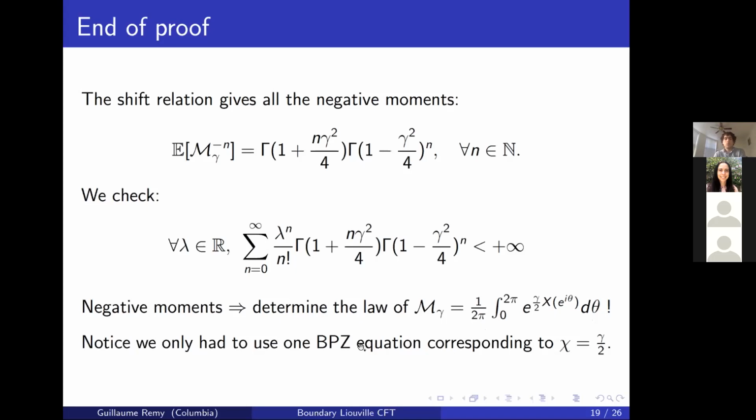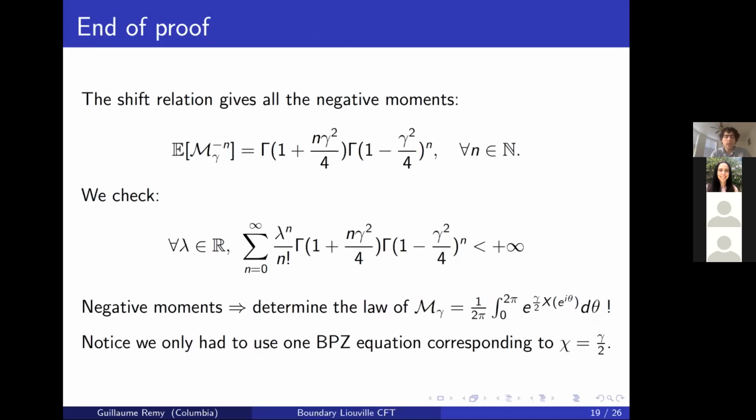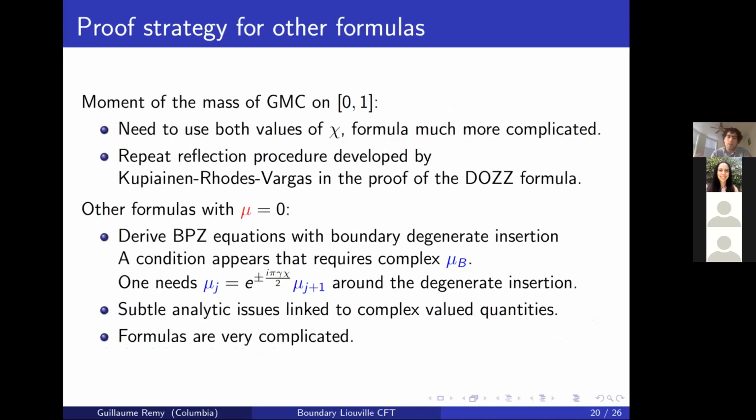So let me also say, now that I've completed this, I wanted to complete this simplest case to give you a feeling of how this proof technique with the BPZ equations plays out in the probabilistic framework. But now, we can apply the same strategy to prove all the formulas corresponding to the red mu being 0, so all the formulas with just boundary GMC.